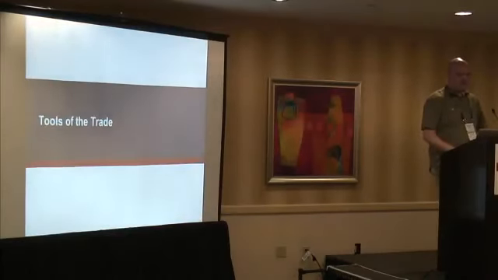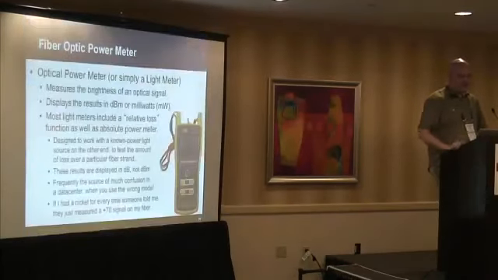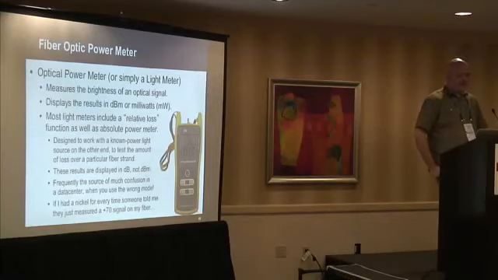So there's a bunch of tools of the trade when you're working with fiber. The first is the optical power meter, the light meter. It's just going to measure the brightness of the signal. Like I said, on most fiber meters there are 2 modes. One is absolute. It says, I have this much light, and that's going to be dBm. If it does not say dBm, you're in the wrong mode. The other is a relative mode.